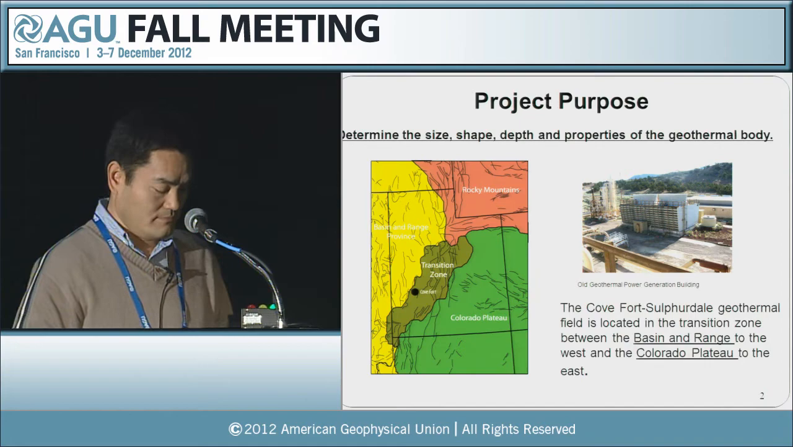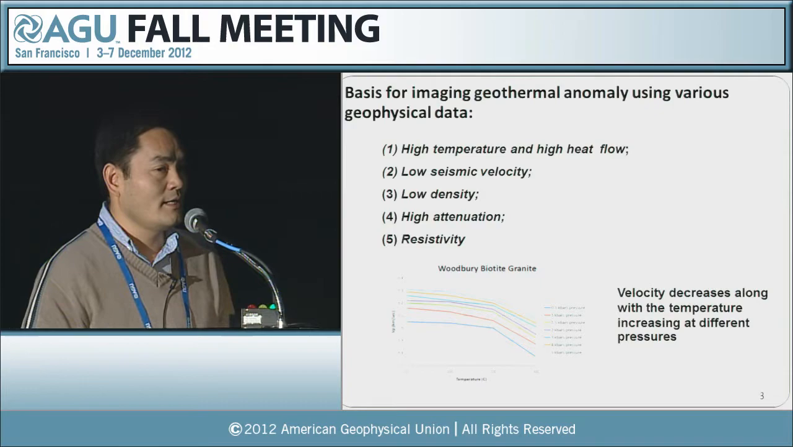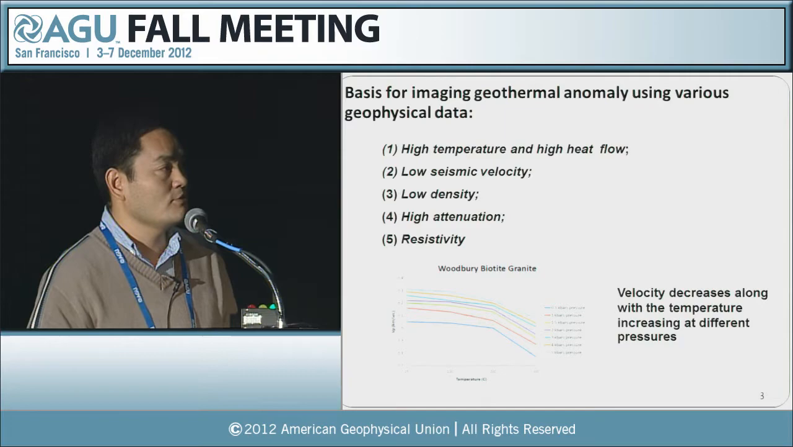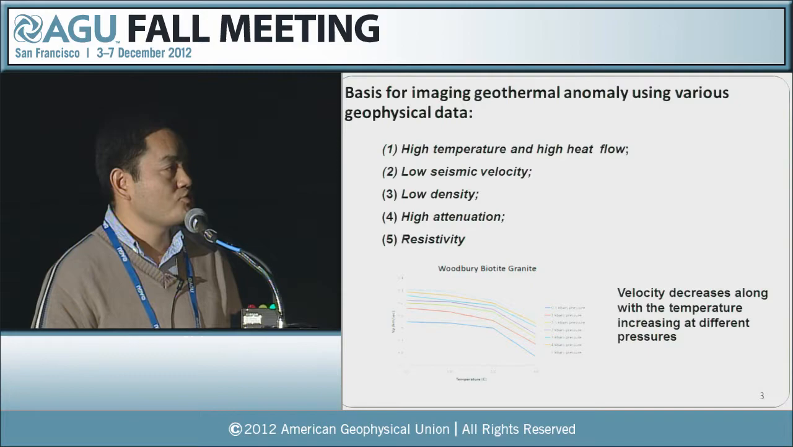We know that if there is a geothermal anomaly body in the Earth, geophysically, we can use different geophysical properties to characterize it. For example, we can use temperature and heat flow, seismic velocity, density, attenuation, and resistivities. For example, for seismic velocity, if there is a temperature increase, we can see the velocity will decrease at different pressures.